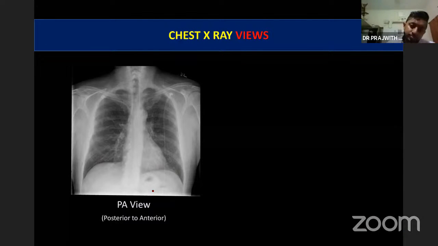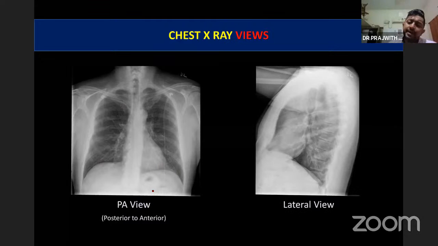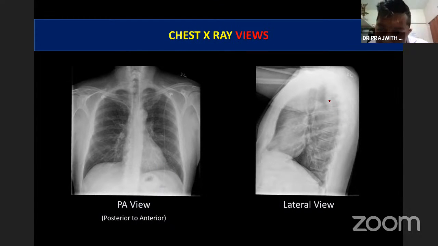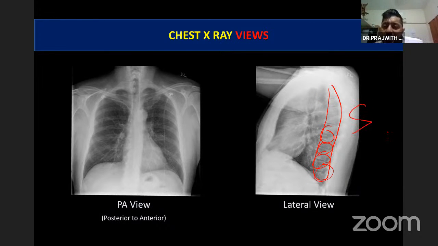Now this is a lateral view of chest X-ray. Again, if you see this lateral view of chest X-ray, we can see the vertebral bodies. And if you observe this, as we go downwards, the vertebral bodies become more and more black. Now this is called the spine sign. Okay, this is called a spine sign.